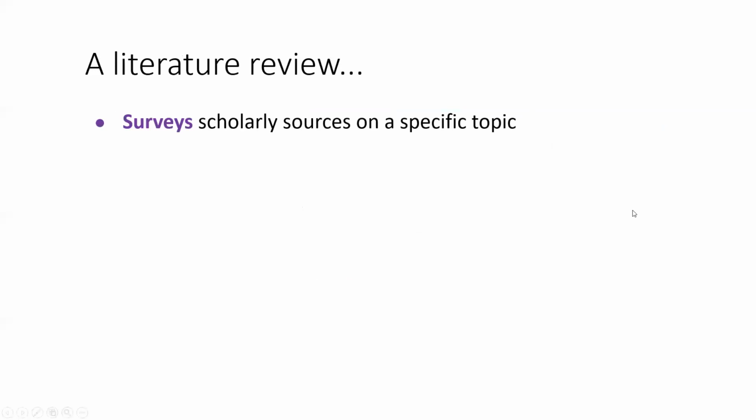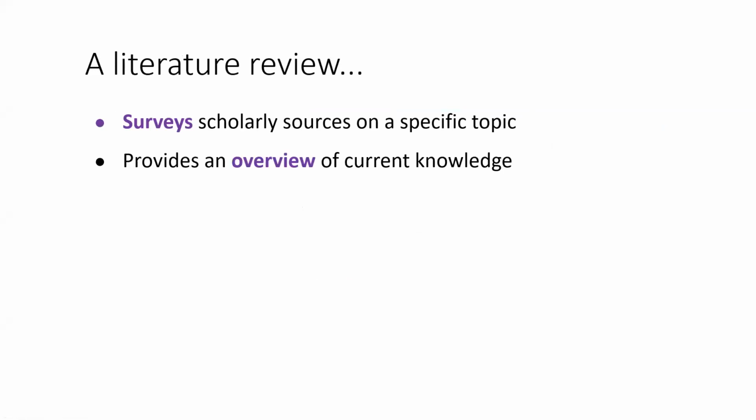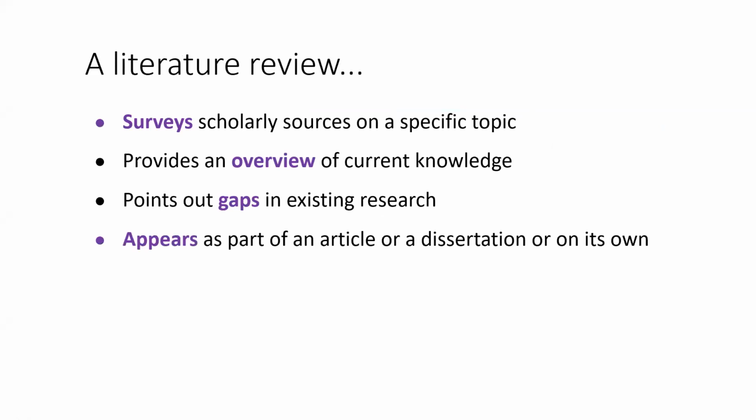So the literature review should survey scholarly sources on a specific topic. It should provide an overview of current knowledge. It should point out gaps in existing research. And also it should appear as part of your article or your thesis or your book chapter, whatever that you are proposing. The literature review, therefore, should survey the scholarly sources. Right? This slide is important. These four keywords are important here.